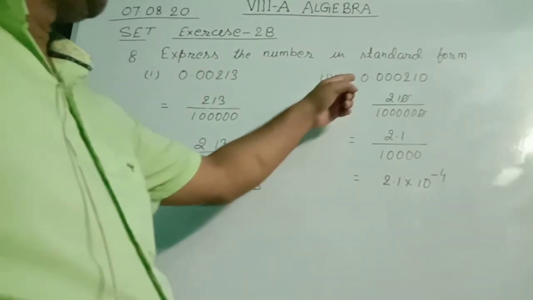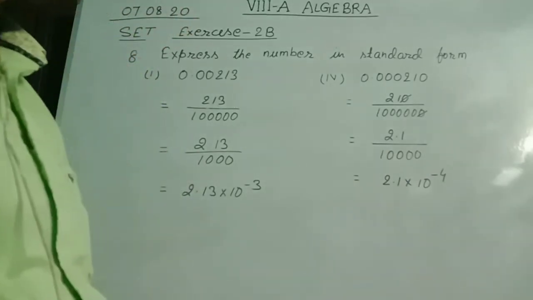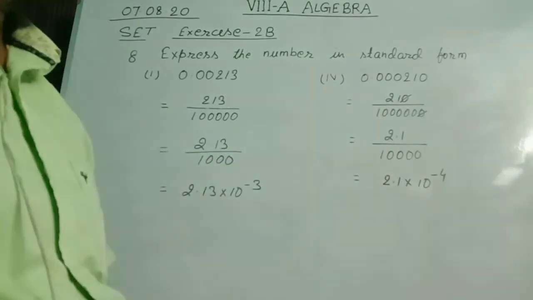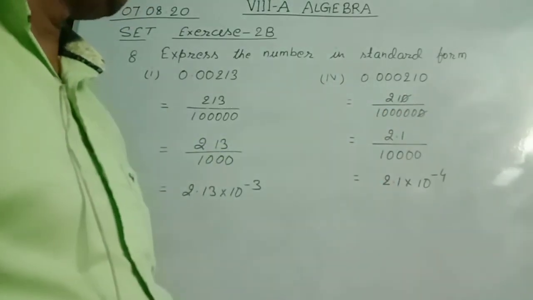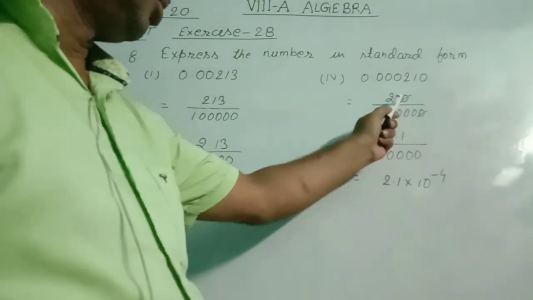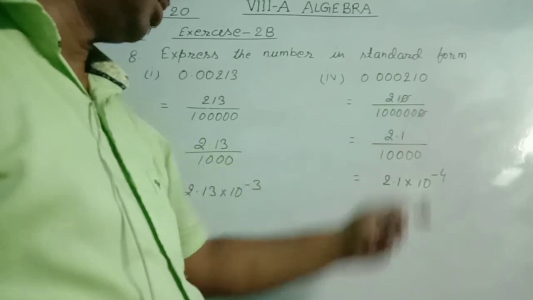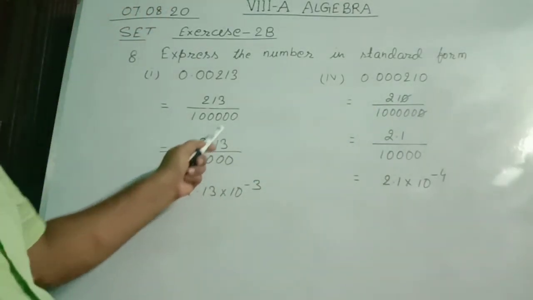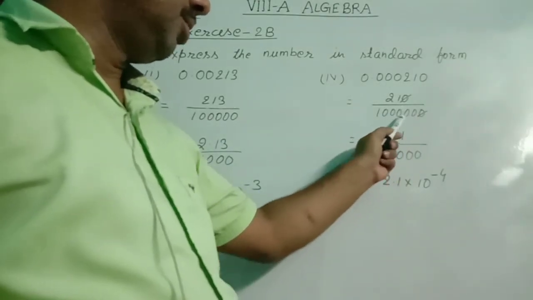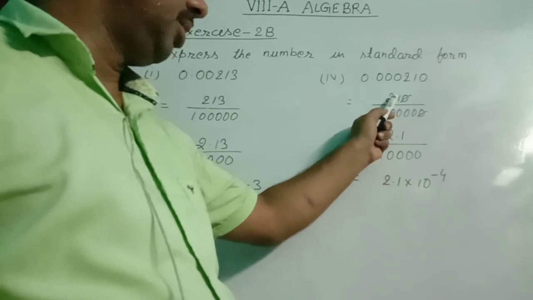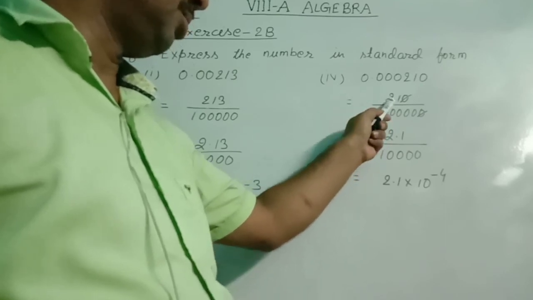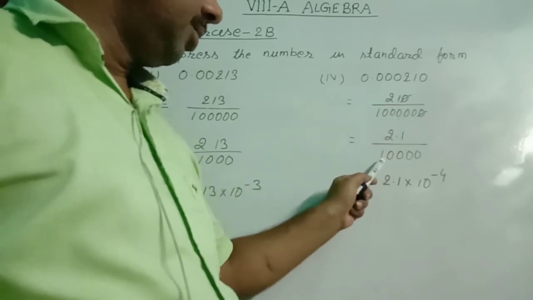Question number 4. The question is 0.000210. I wrote it in the fractional form. So this 0 and this 0 cancelled. Now the decimal should come after 1. For that also, since the decimal is coming after 1 digit, so 1 zero will be cancelled. After cancelling 1 zero we have 4 zeros left. So the decimal came over here. Always we have to keep the last digit after the decimal. So 2.1. Here will be only 4 zeros now.